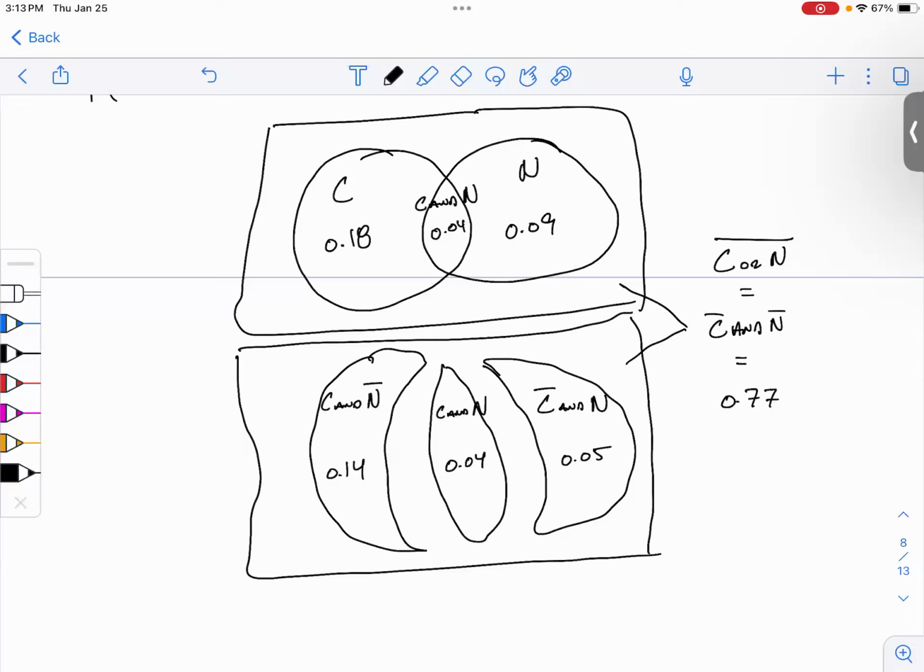Did you add everything together? Which everything? I see lots of stuff. 14 plus 4 plus 5 is 23. And then from that 23, what did I do? Subtract from 1. Yep. 1 minus 0.23, or 100 minus 23, gets me 77. Basically, 14 plus 4 plus 5 plus 77 is 100. 100, yes.